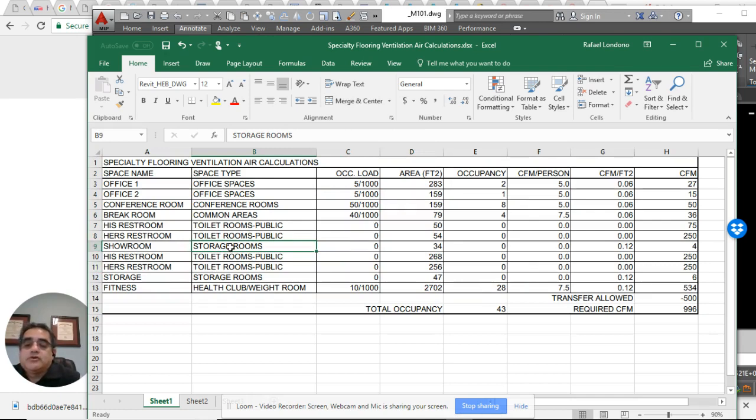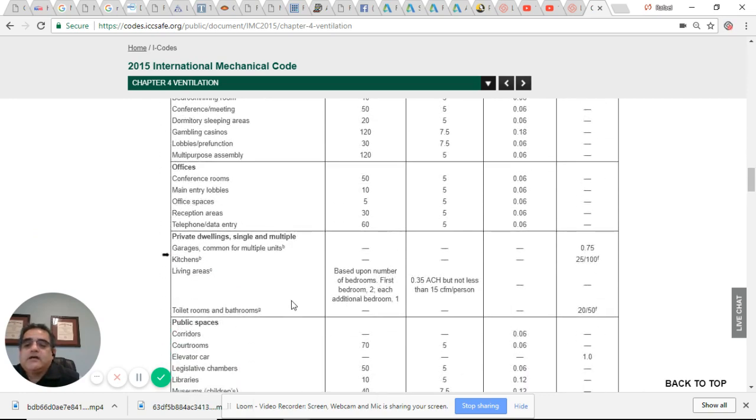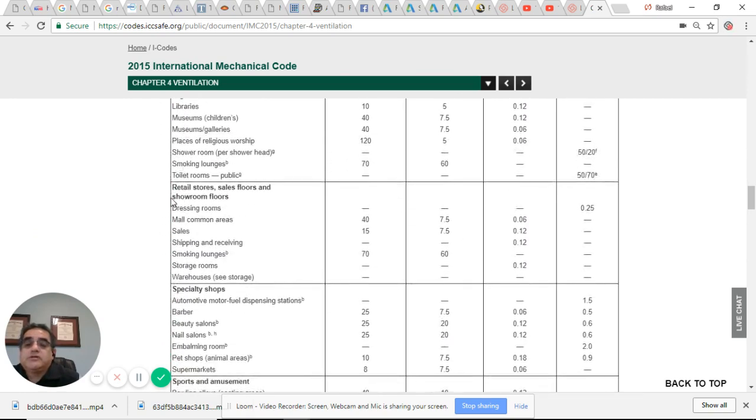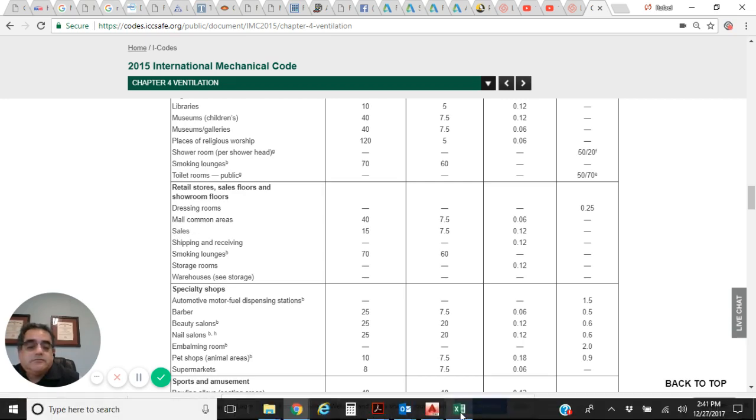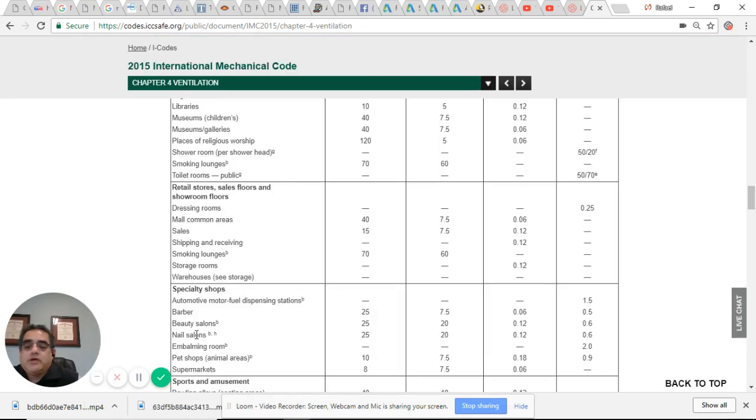Showroom. It's obviously not a storage room, it's a showroom. So we're going to find the category first. It's not public spaces, it's retail stores, right? Sales right here. So the category is sales. Showroom. I will change it to sales. Now let's plug in occupant load. Occupant load for sales is 15. See that? 15 people per 1,000 square feet.